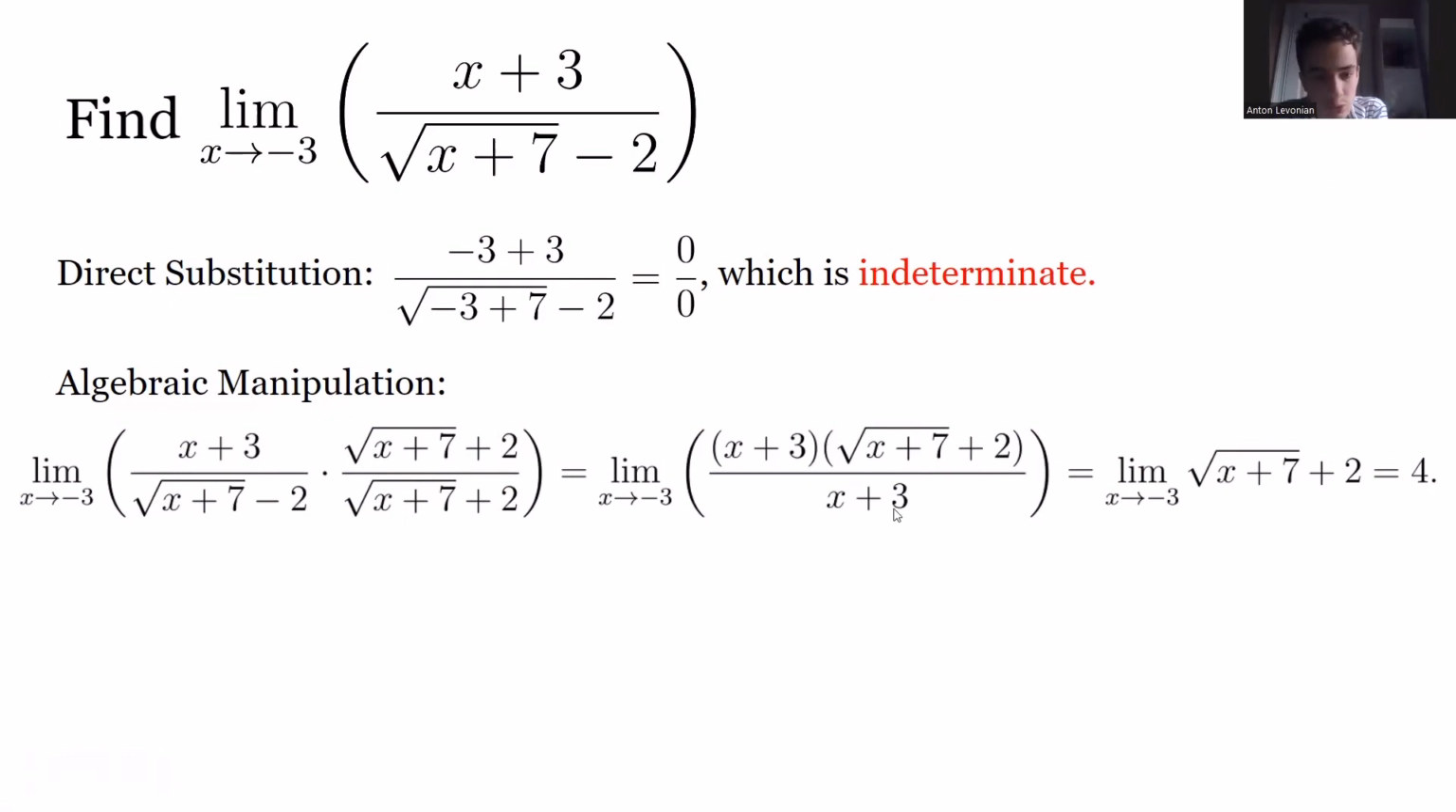So this is just x plus 3. Then we have x plus 3 times square root of x plus 7 plus 2. The x plus 3's can cancel. Again, at x equals -3, they don't.